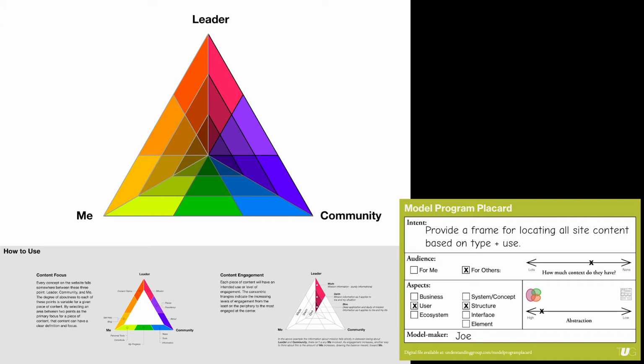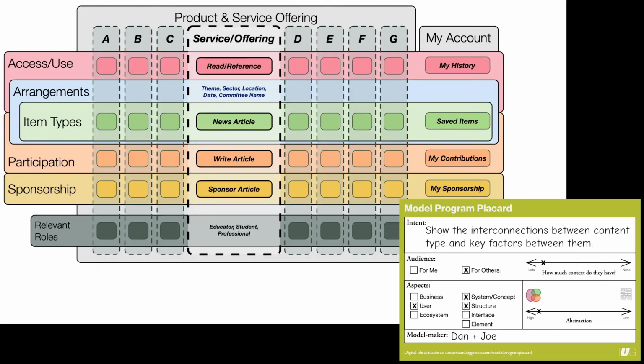Lastly, this is a pretty highly abstract model. It takes some complex thinking to understand and get to how this becomes a tool for a website. The third model program we'll go over is for this model. This is a content model for a large, committee-based professional organization.